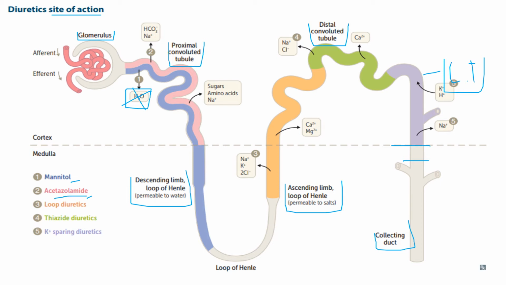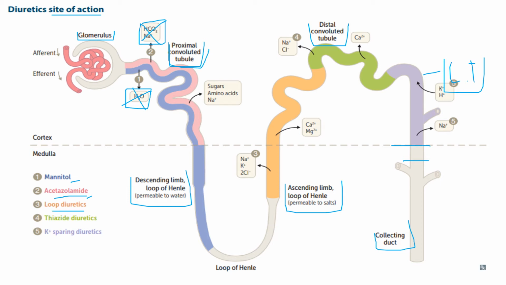Now we'll talk about acetazolamide. It acts mainly on the proximal convoluted tubules, as you can see here in pink. This segment is normally responsible for bicarbonate and sodium reabsorption, which is inhibited after administration of acetazolamide. So instead of acidic urine, the urine will be alkalinized.